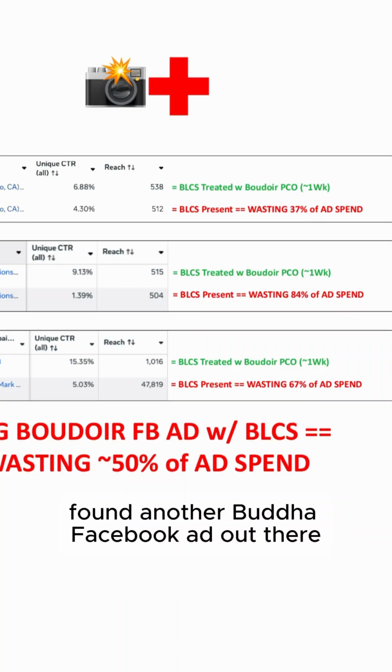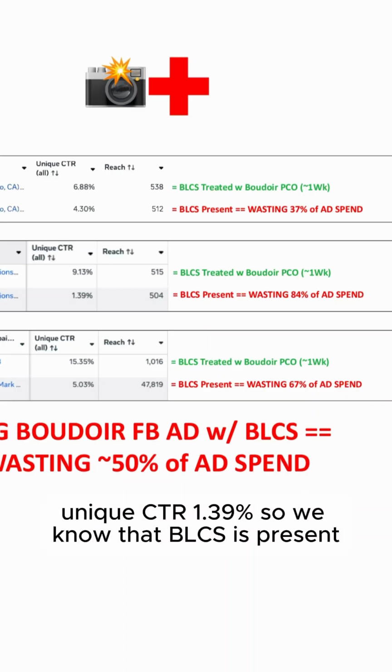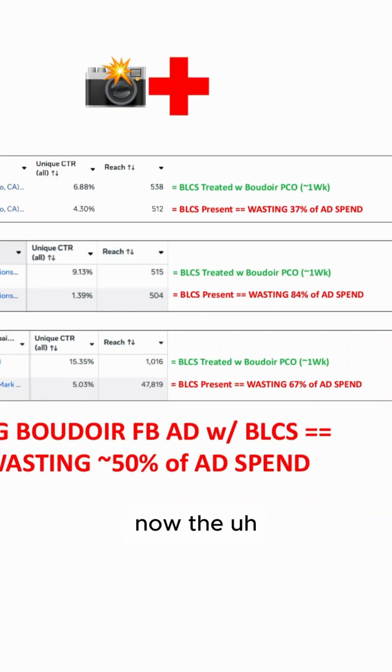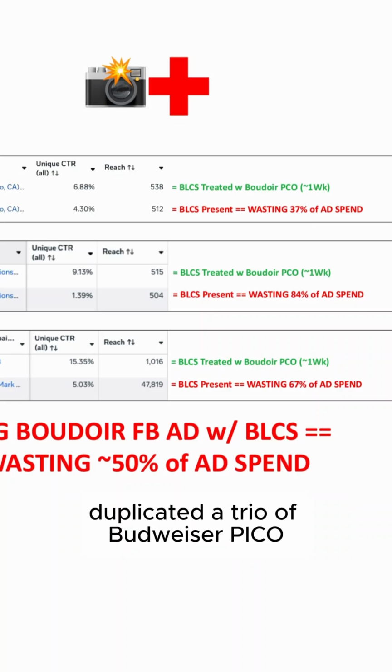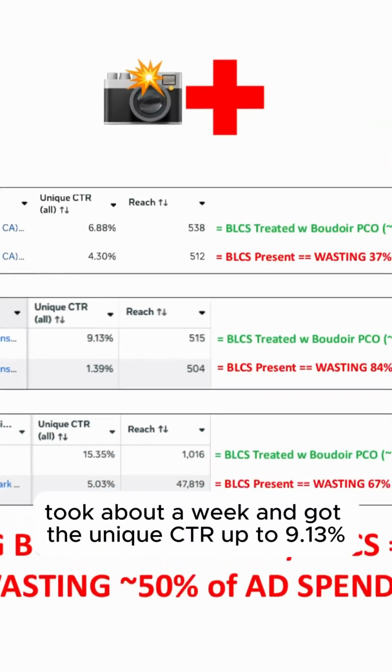Second part of my residency, found another Boudoir Facebook ad out there. Unique CTR 1.39%. Unique CTR under 6%, we know that BLCS is present. Now we duplicated it, treated it with Boudoir Pico, took about a week, and got the unique CTR up to 9.13%.